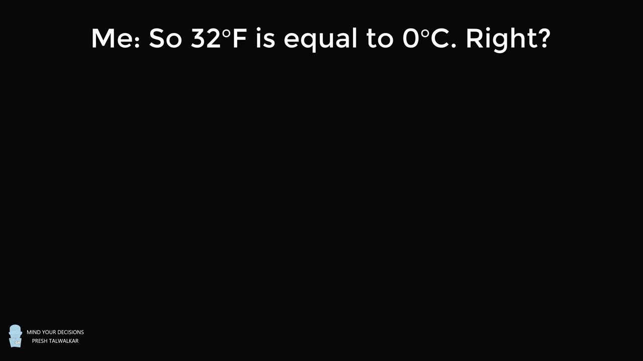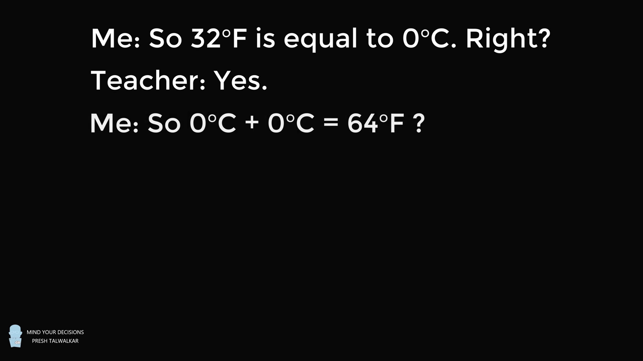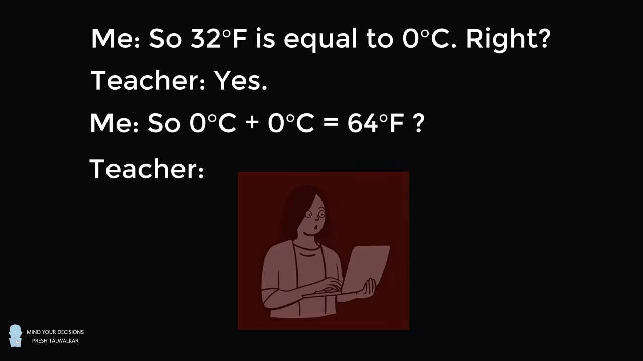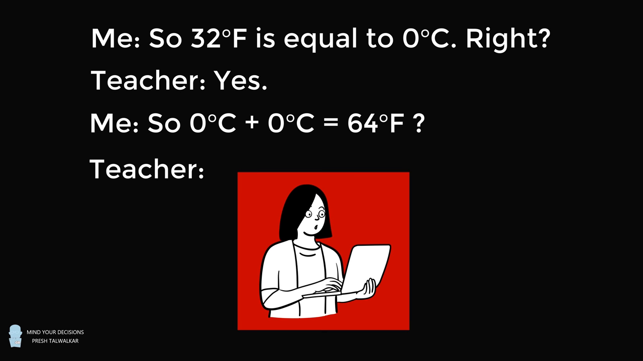This meme has confused a lot of people. Me: So 32 degrees F is equal to 0 degrees C, right? Teacher: Yes. Me: So 0 degrees C plus 0 degrees C is equal to 64 degrees F. Teacher: What? We have a genuine mathematical crisis.